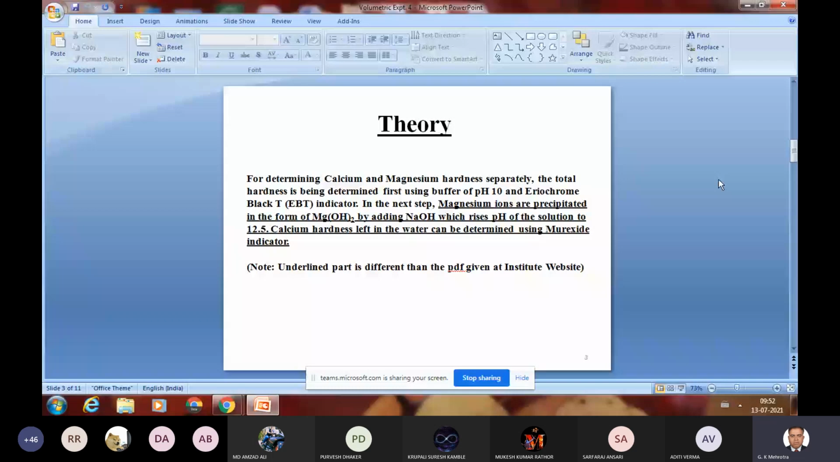So this is, I think, the basis of this titration, and it is dependent on the stability of the complex of calcium and magnesium with EDTA and with the indicator. Of course, the indicator itself behaves as a ligand. So first it binds and then EDTA replaces it. So let me explain further the theory.